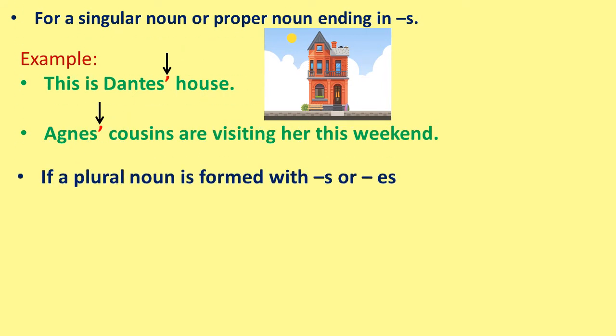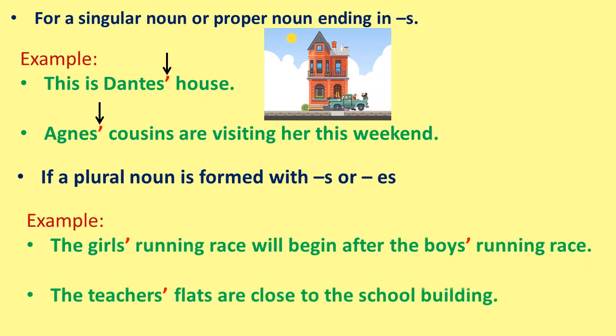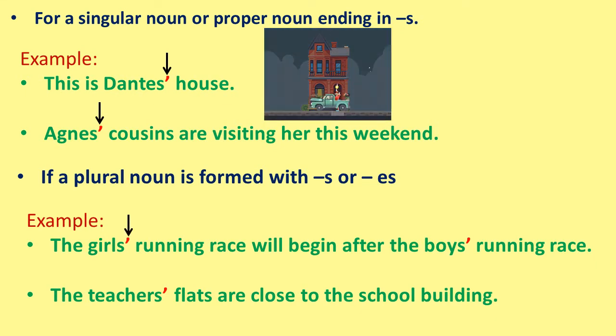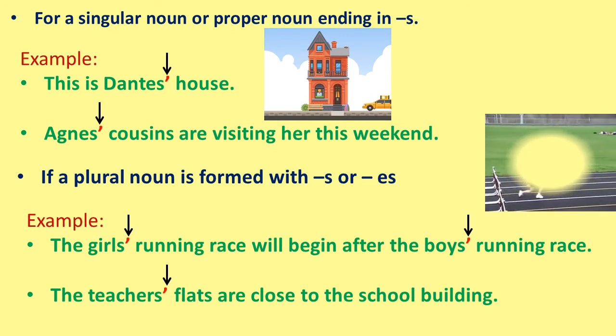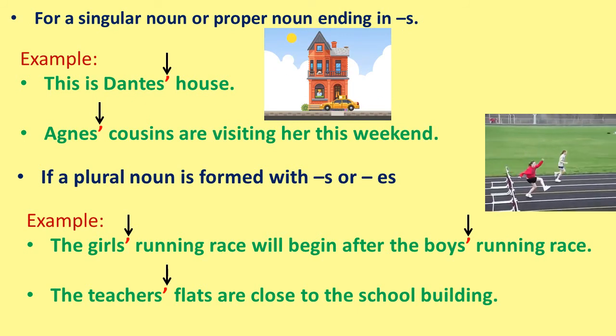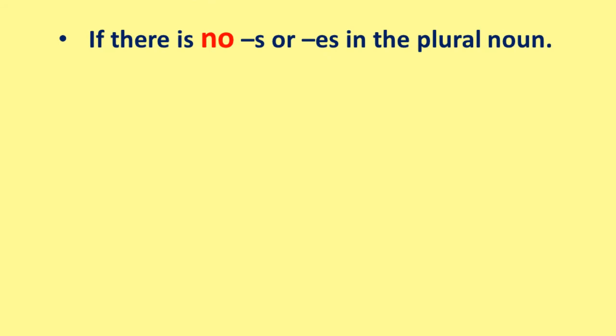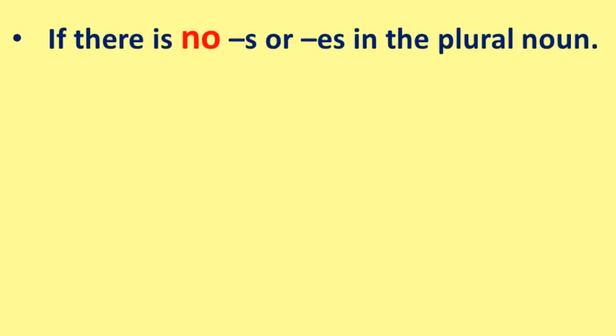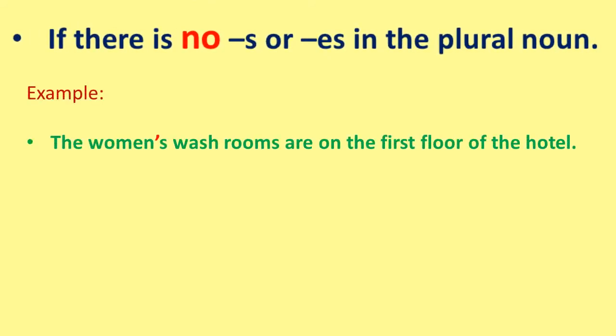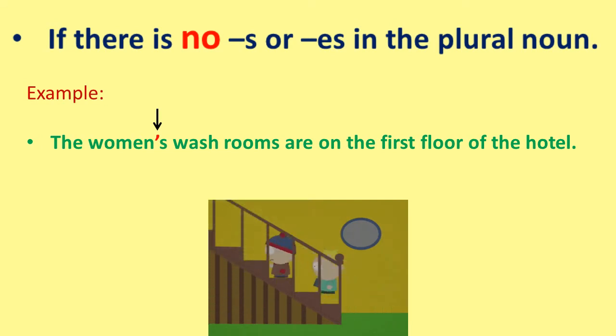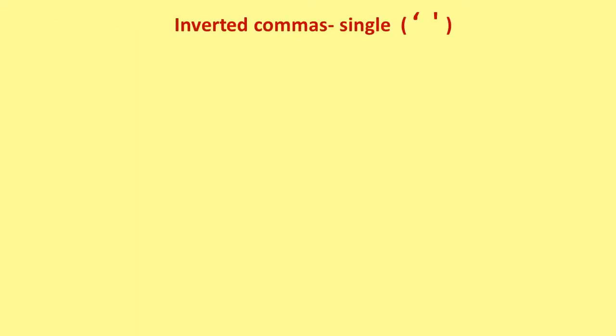But if a plural noun is formed with S or ES, then only the apostrophe is used. For example, the girls' running race will begin after the boys' running race. And if there is no S or ES in the plural noun, then the possessive plural noun is formed by adding 's after the word. For example, the women's washrooms are on the first floor of the hotel.